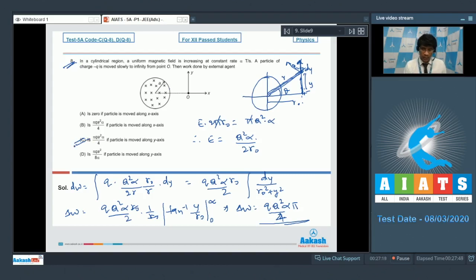Now the other one: if the particle is moved along this direction, then at every time the electric field is perpendicular to the direction of the motion of the particle. So essentially the work done will be 0. So option A is also the correct answer. So finally A and C are the correct answers for question number 8. Now let's proceed to question number 9.